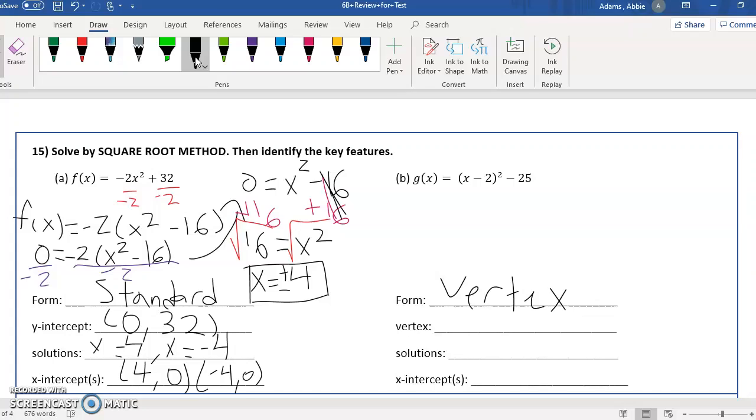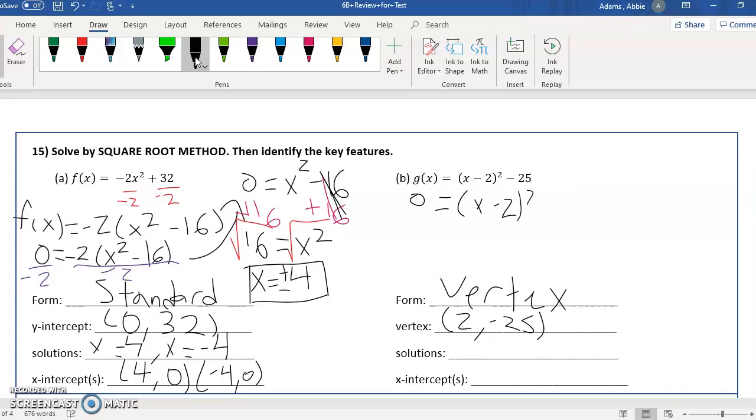Your vertex is (negative h, k). In this case, inside the parentheses, I have negative 2. If I take the negative of negative 2, that's going to give me a positive 2 for my x value and negative 25 for my y value for the vertex. So just like we did the problem before, we're going to set this function equal to 0. There's no greatest common factor I have to remove. Notice the coefficient on x is 1, so we're good. So we're going to set g of x equal to 0.